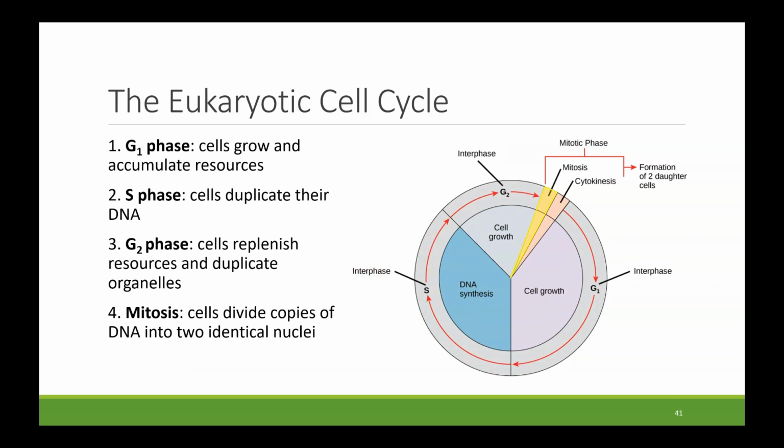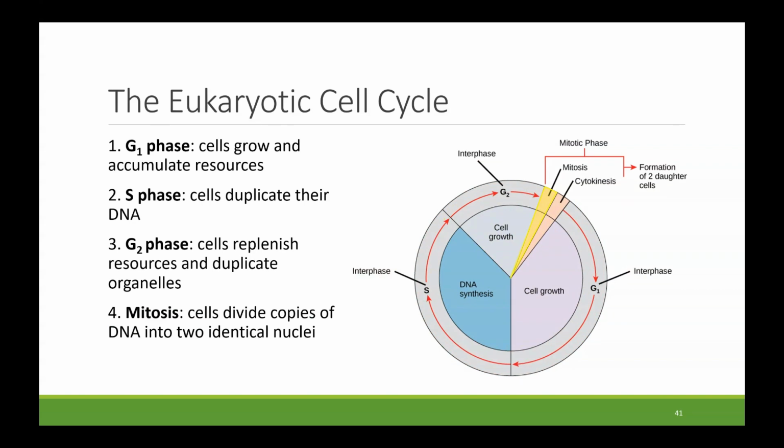The division process takes place in 2 parts, the first of which is called mitosis. During mitosis, the cell is just focused on getting its DNA organized. The cell divides copies of its DNA into 2 identical nuclei, which is the plural of the word nucleus.